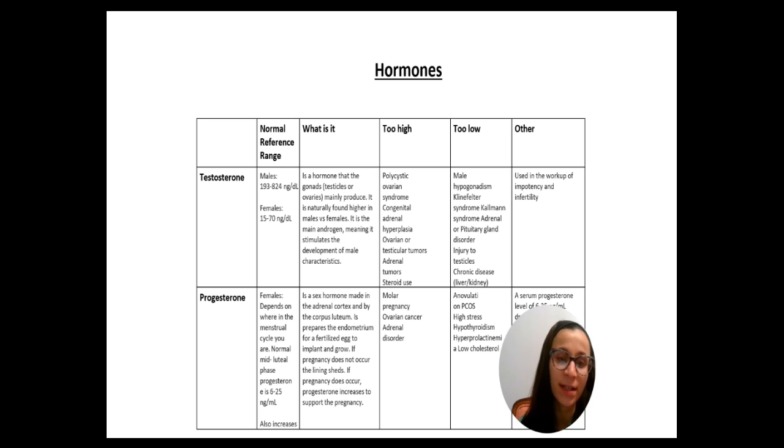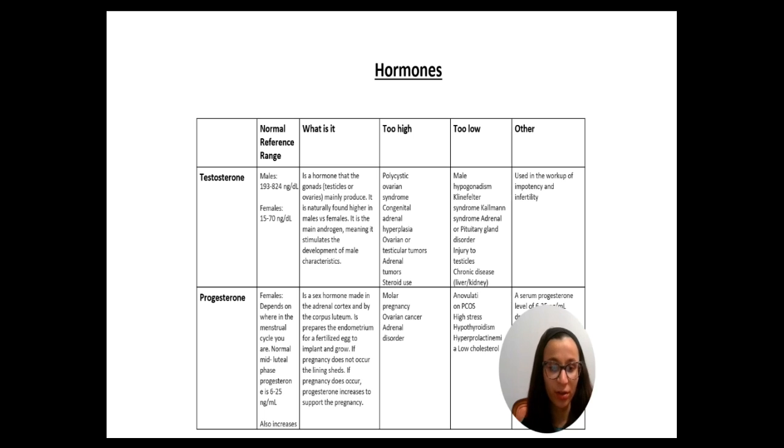What testosterone is, is a hormone that the gonads, which is either the testicles or the ovaries, produce. It's naturally found higher in males versus females, like I said, and it's the main androgen, meaning that it stimulates the development of male characteristics. So it's going to be too high in PCOS, congenital adrenal hyperplasia, ovarian or testicular tumors, adrenal tumors, and steroid use. It's going to be low in different genetic disorders like Almond syndrome. It's going to be low in adrenal or pituitary gland disorders, injury to testicles, etc. It's usually used in a workup of fertility.